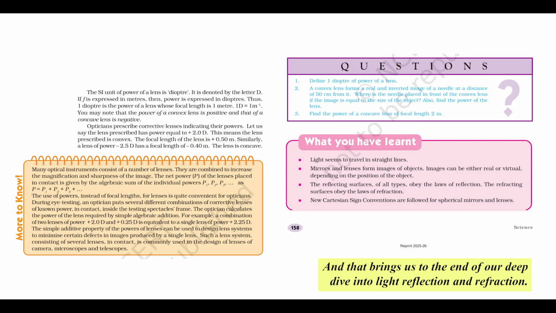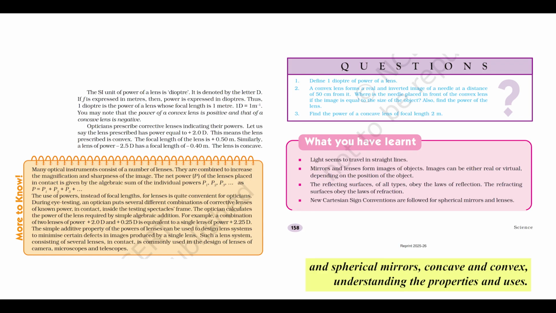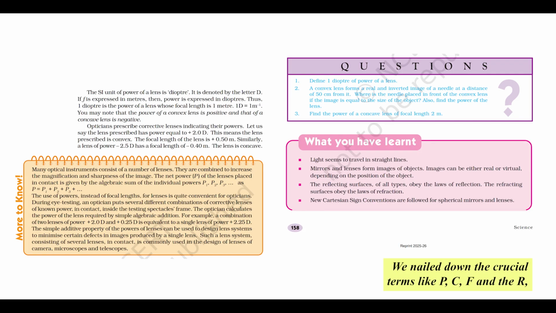And that brings us to the end of our deep dive into light reflection and refraction. So let's quickly recap the key takeaways. We started with the basics, how light makes things visible, and the ray optics model. Then we mastered the laws of reflection, image formation by plane and spherical mirrors, concave and convex, understanding their properties and uses. We nailed down the crucial terms like P, C, F, and the R equals 2F relation. Then we shifted to refraction, understanding why light bends, a speed change, quantified by refractive index and Snell's law, sin i over sin r equals a constant. We applied this to spherical lenses, convex and converging, concave and diverging, learning their terms, O, C1, C2, F1, F2, and image formation patterns.